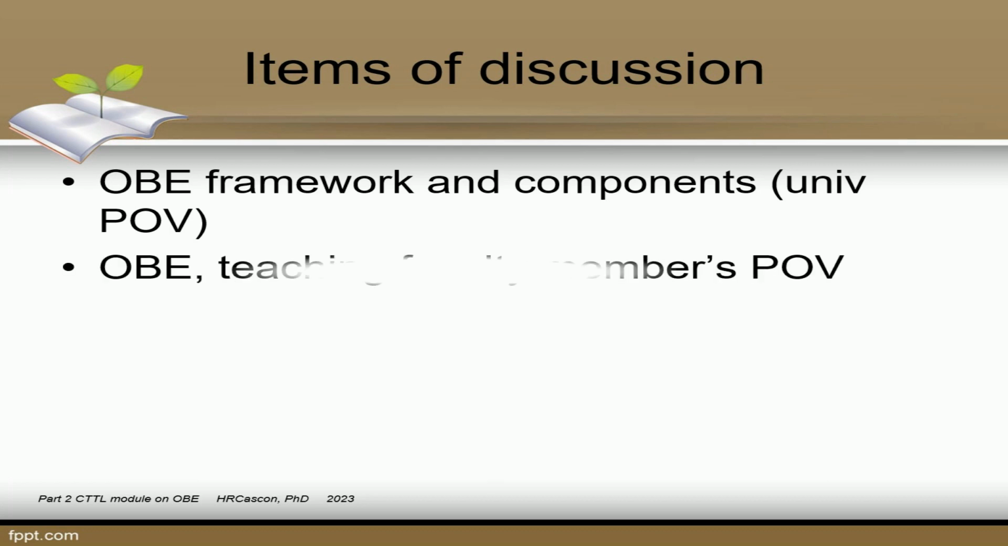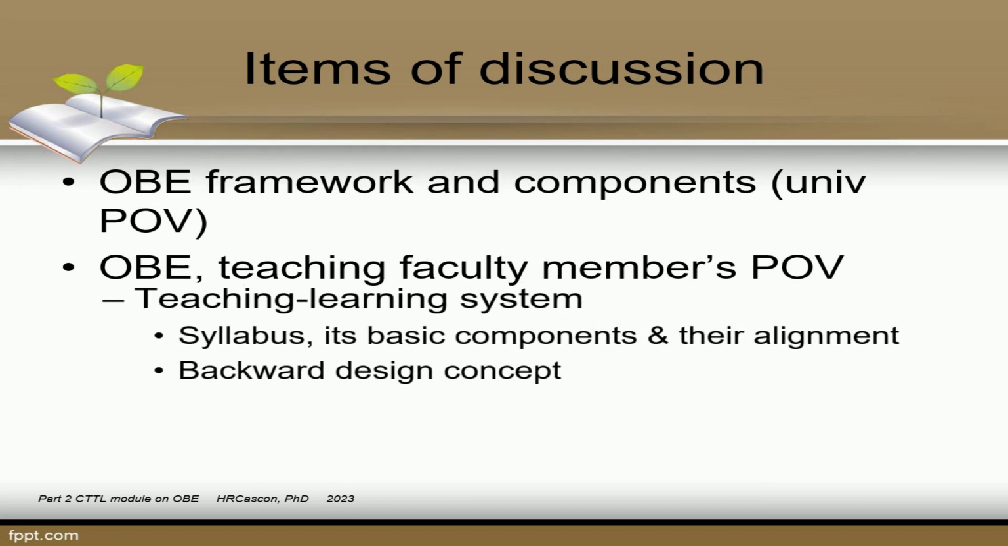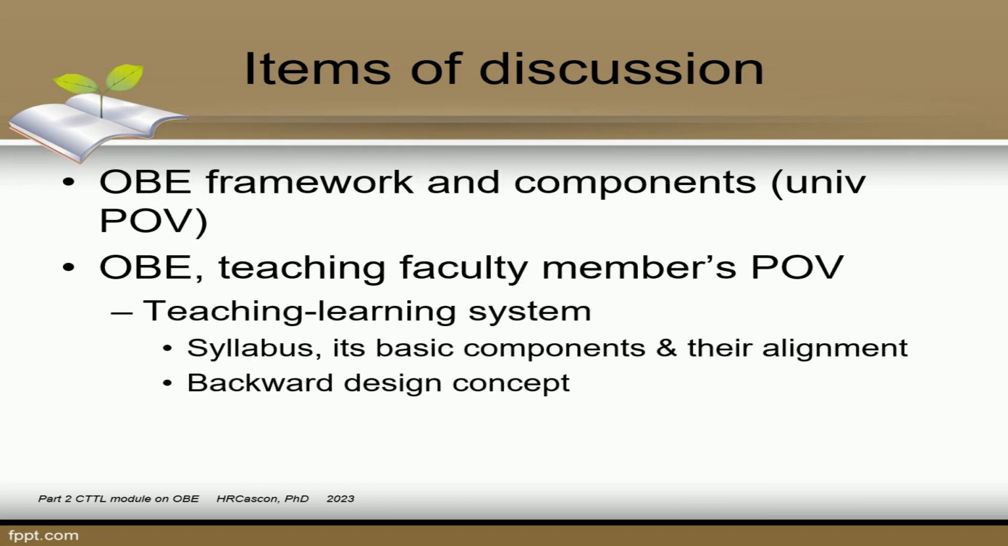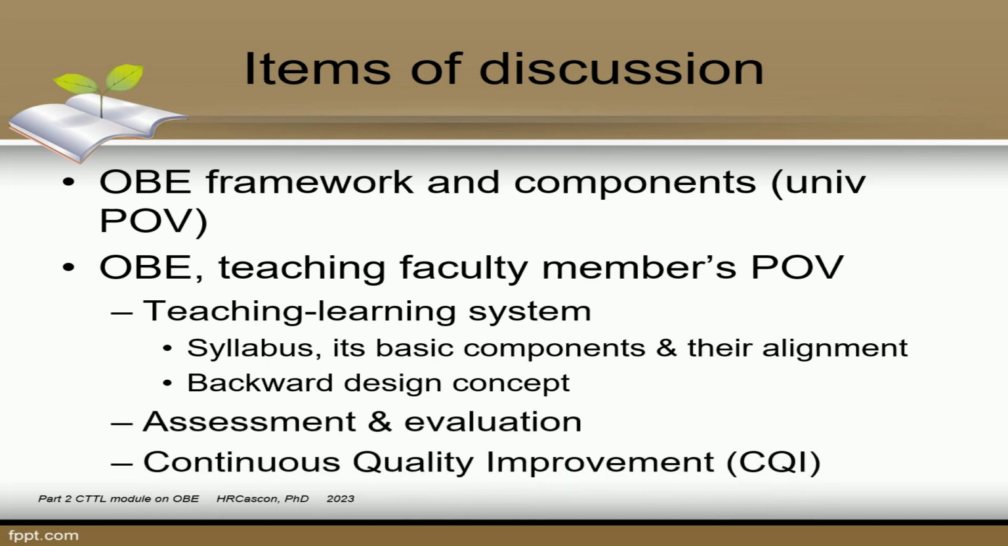Then, we will zero in on OBE from the point of view of a teaching faculty member, as this is most relevant to you. As a full-time teaching faculty member, our concern is within the teaching learning system. Here, we will talk about the OBE syllabus, its basic components, and their alignment. We will illustrate the backward design concept as a way to ensure alignment of the syllabus components. Then, we will move on to assessment and evaluation and continuous quality improvement, or CQI. As teaching faculty members, we are expected to do these activities within our classes.